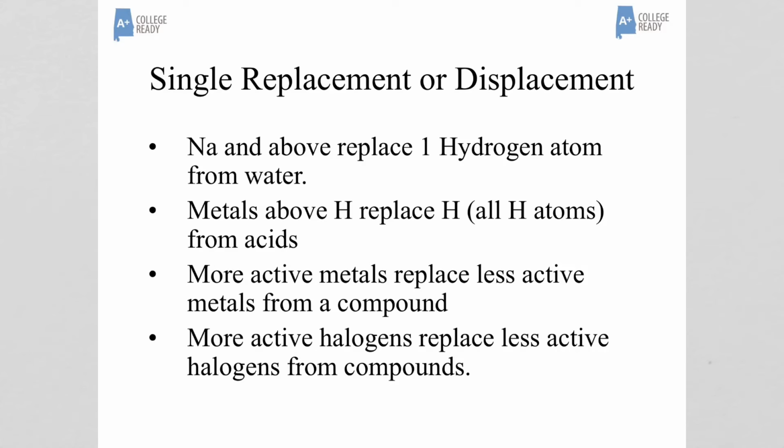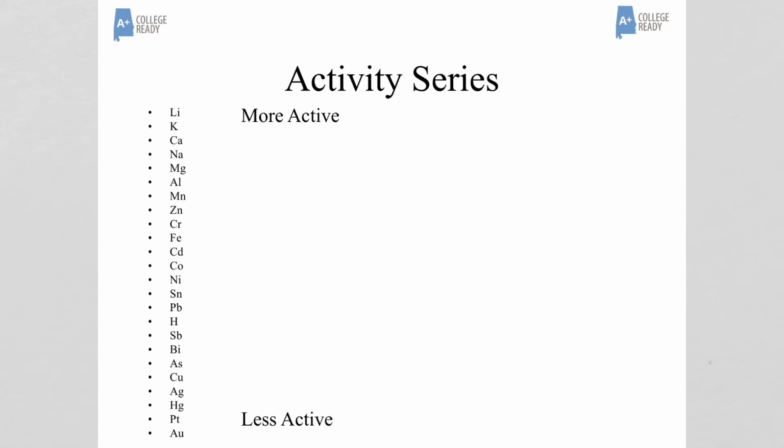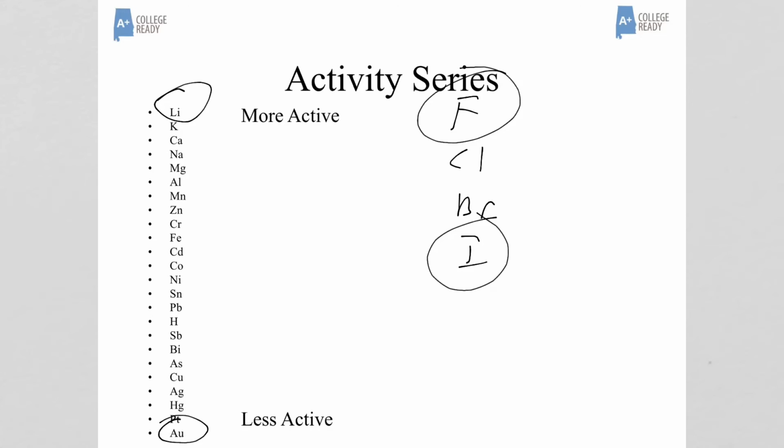Single replacement reactions. Before we talk about single replacement reactions, we need to look at what's called the activity series. This essentially ranks metals from most active, up here at lithium, down to less active, platinum and gold. Also, we could think of halogens the same way, in the order they are in the periodic table, fluorine being the most active, iodine less active.